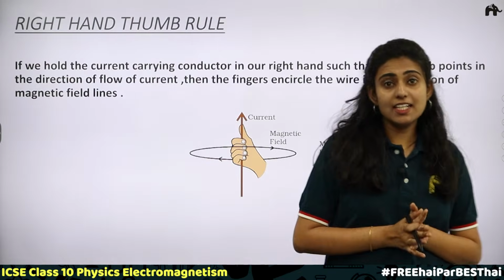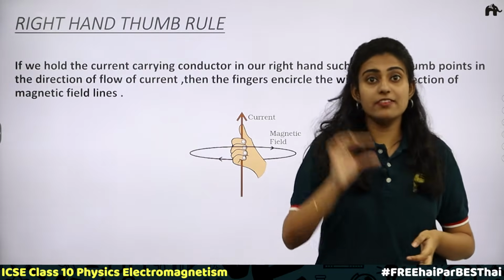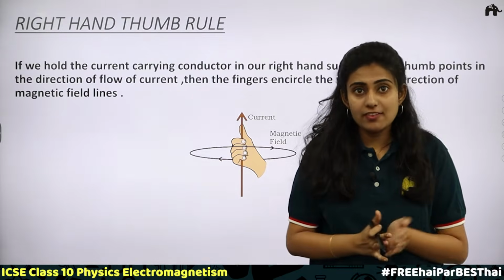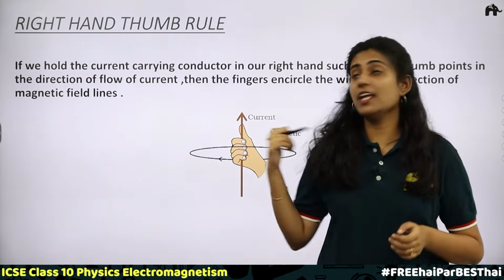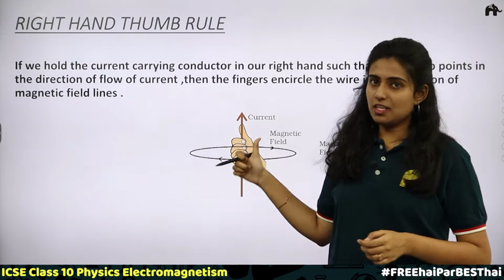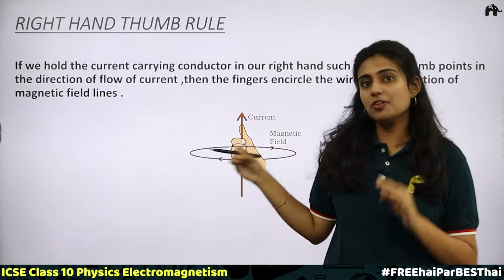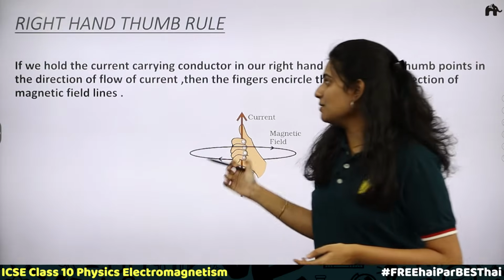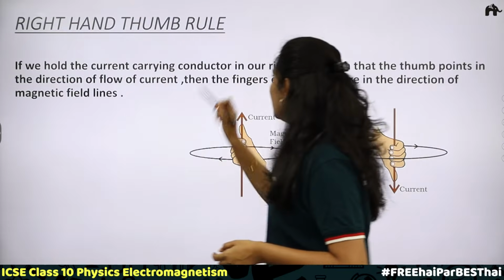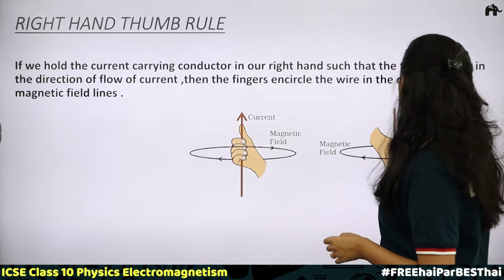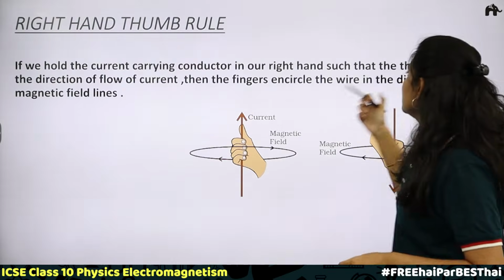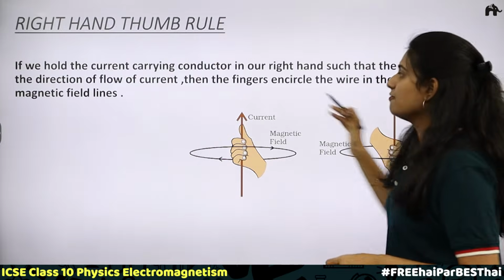Clear? We have studied that to find the direction of magnetic field, we use a compass needle. Without a compass needle, theoretically, we can find the direction of magnetic field. For that, we have a rule called the right hand thumb rule. If you have studied the right hand thumb rule, you can find the direction of magnetic field without using a compass needle. The statement is: if we hold the current carrying conductor in our right hand such that the thumb points in the direction of flow of current, then the fingers encircle the wire in the direction of magnetic field lines.